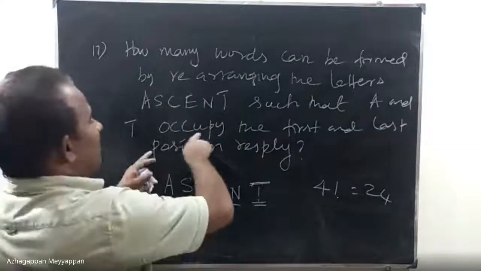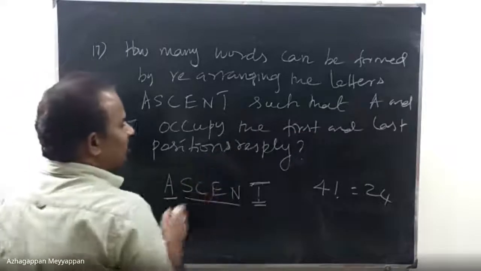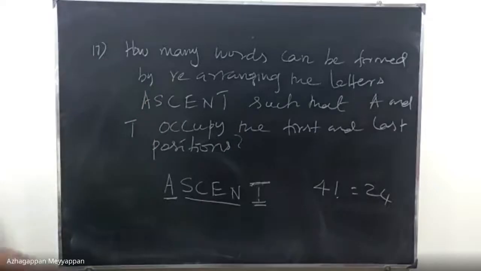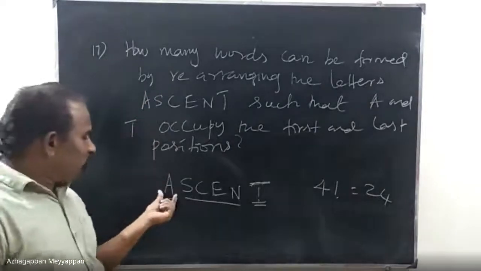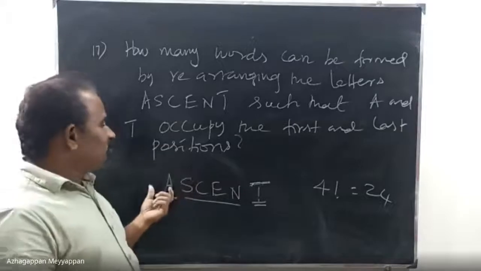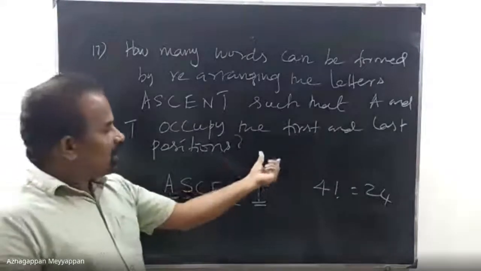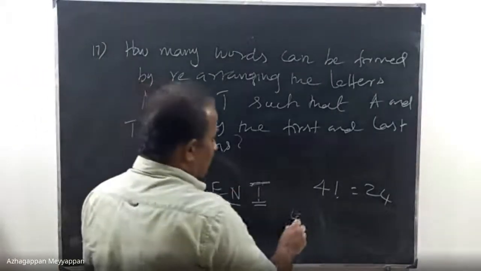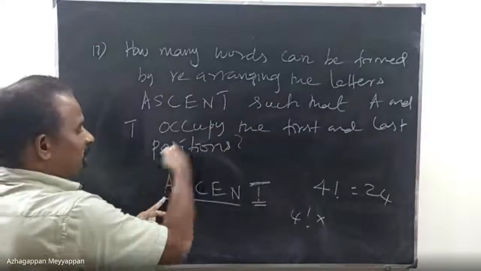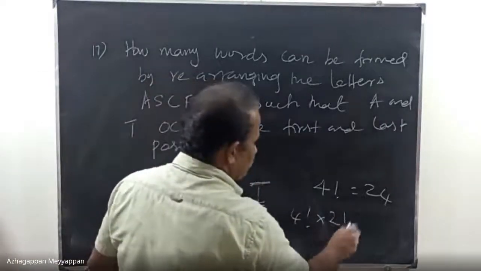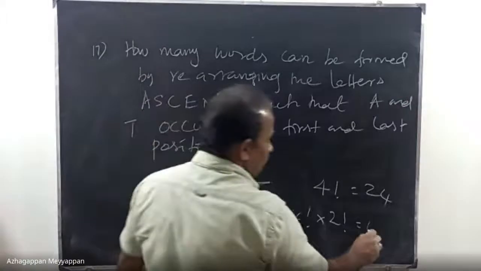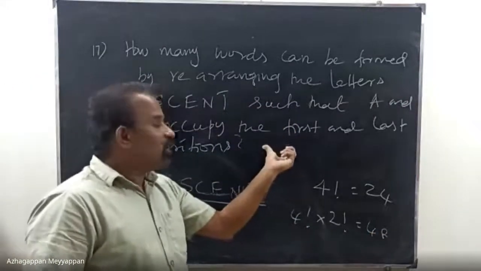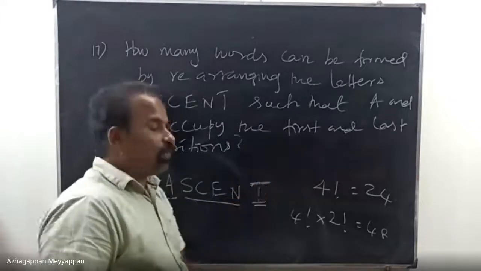Suppose "occupy the first and last positions respectively" is not there. What will happen? A may come in the first place or T may come in the first place. I remove that "respectively". Then what will happen? Here there are 4 factorial into, suppose T may come here and A may go there, another 2 possibilities, therefore 2 factorial. Okay. So respectively, this is most important. You have to see the questions very carefully.